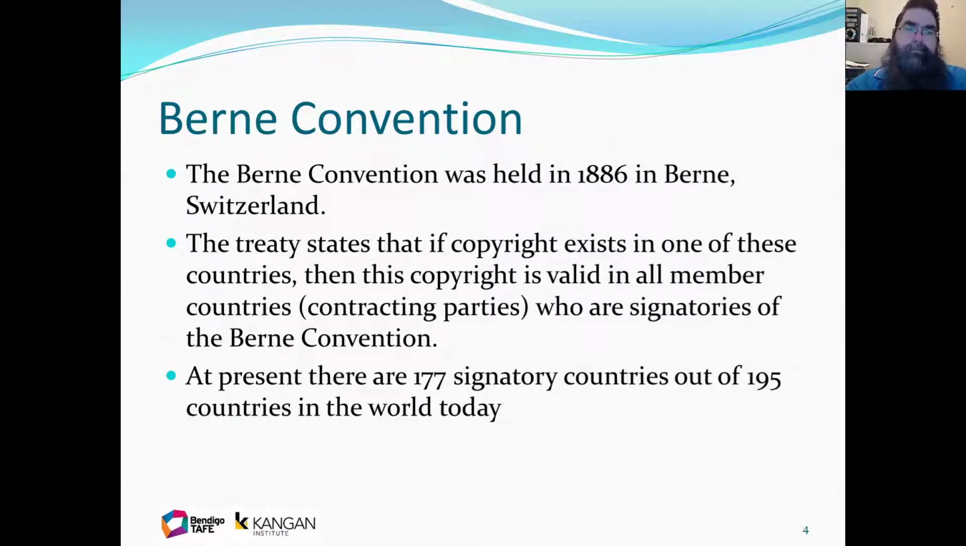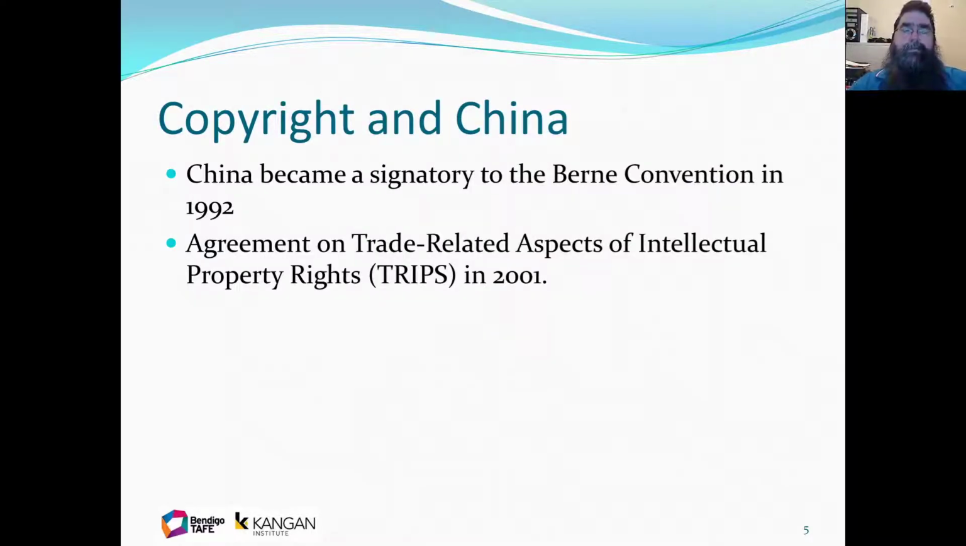So, with the convention born in Switzerland in 1886, the treaty was signed, and out of this treaty we basically have the governing principles of copyright. And at the time of my presentation in 2019, there were 117 signatories out of 195 countries in the world. So that's almost all of the world signing to protect copyright around the world.